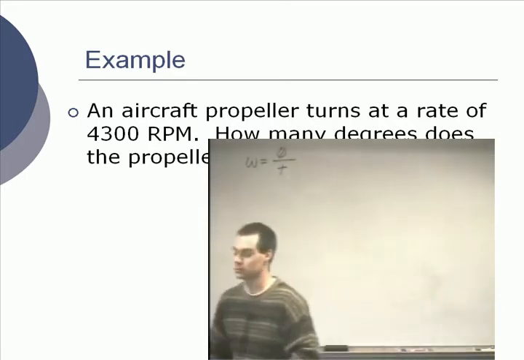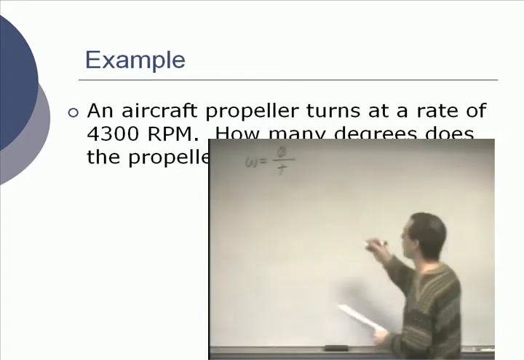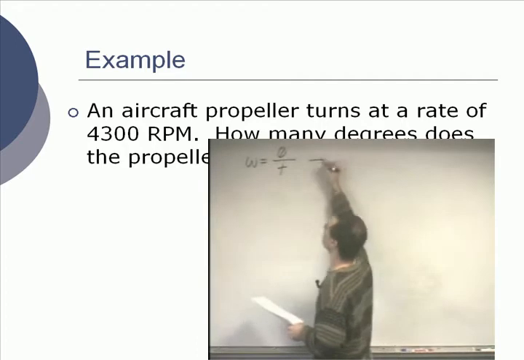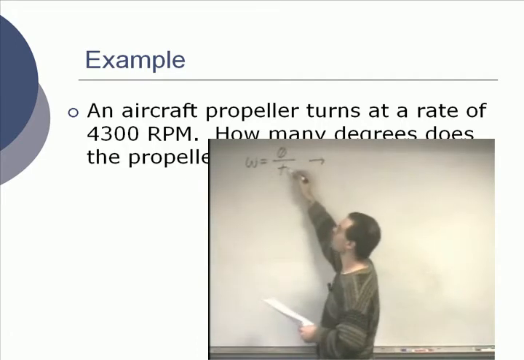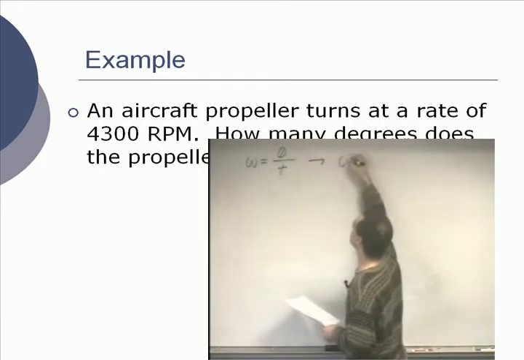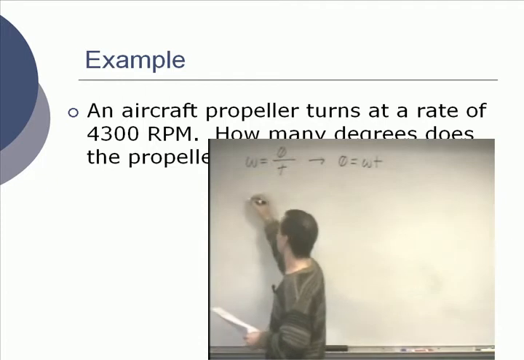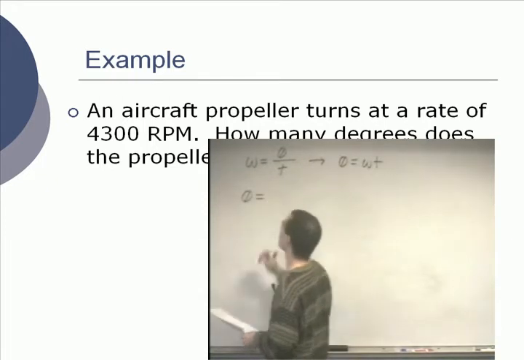Well, a millisecond isn't very long. So here's what we've got. First of all, rearrange your equation. If omega is theta over t and we're trying to solve for theta, multiply both sides by t, and it must be true that theta is omega times t.